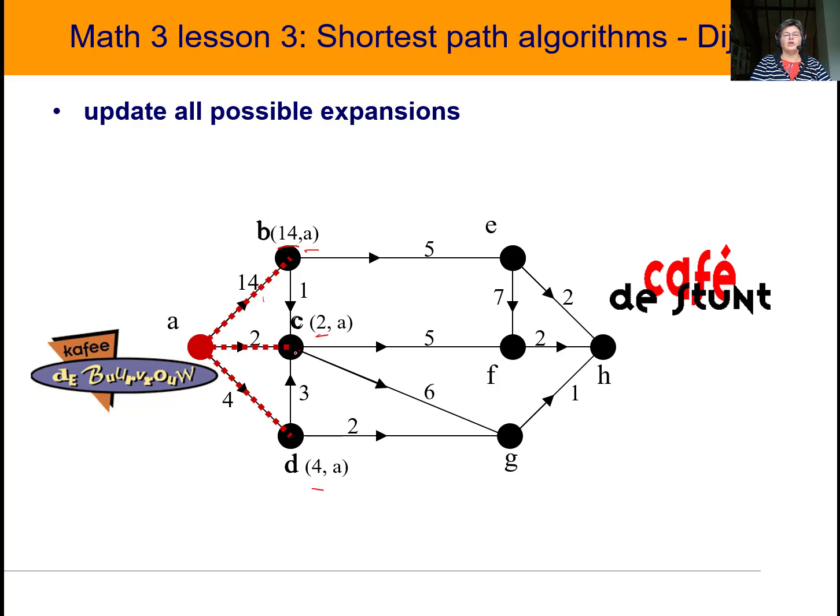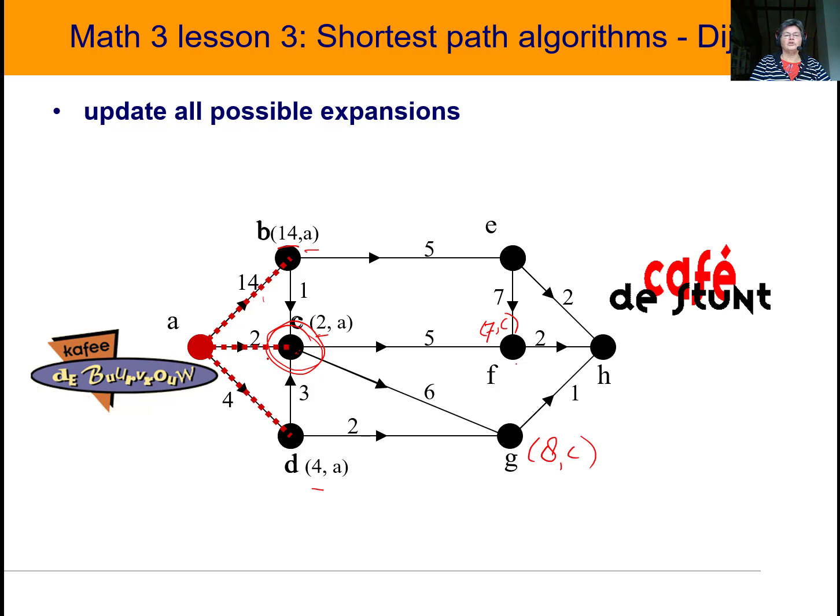So now we have a first iteration, and then in the second iteration, we don't choose every possibility, but we take the one with the lowest cost so far, and that's definitely C. So from C we take all possible options. We can go to F, so F would take 2 plus 5 is 7, and we get from C. And we could go to G, so G would be filled now with 2 plus 6 is 8, coming from C.